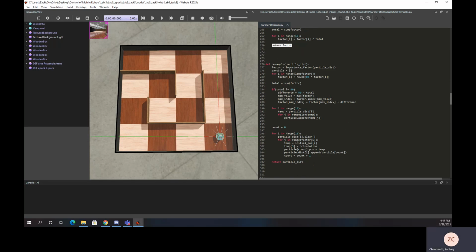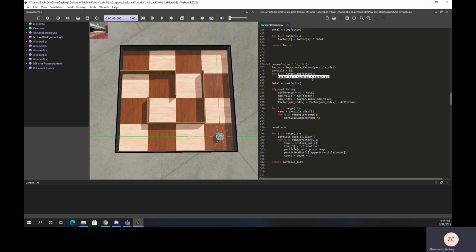In the resampling step, we're going to actually determine the number of particles in each cell. So we multiply each factor that we calculated before by 80, and we round that number to the nearest whole number to get the number of particles we believe should be in that cell.